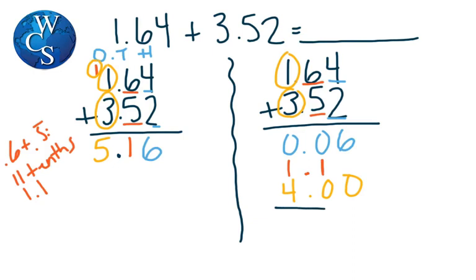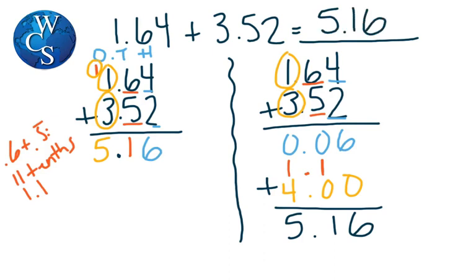I'm going to quickly add up my partial sums together to get 5 and 16 hundredths. So 1 and 64 hundredths plus 3 and 52 hundredths is 5 and 16 hundredths. And this is how you use the standard algorithm and the partial sums method to add decimal numbers.